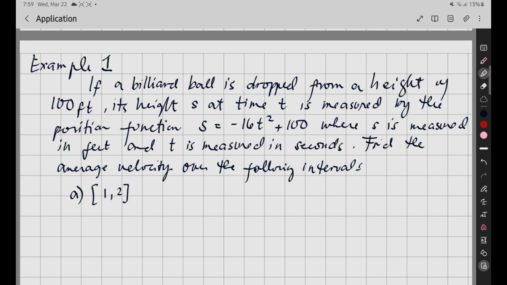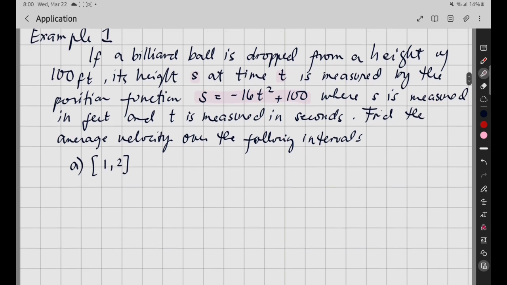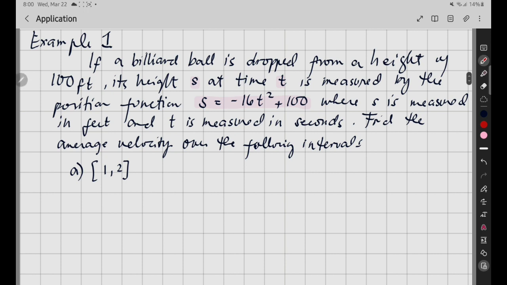So if a billiard ball is dropped from a height of 100 feet, its height s at the time t is measured by the position function. We have s is equal to negative 16t squared plus 100, where s is measured in feet and t is measured in seconds. Find the average velocity over the following intervals. Okay, so the first interval we have 1 to 2.